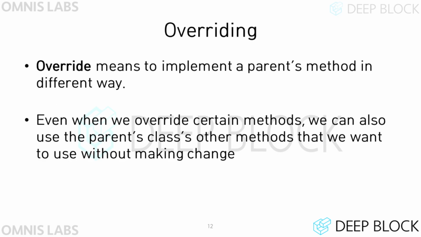Overriding is implementing a method of a child class differently. Methods that are not overridden use the methods of the parent class, and methods newly implemented with the same method name in the child class operate as defined in the child class.